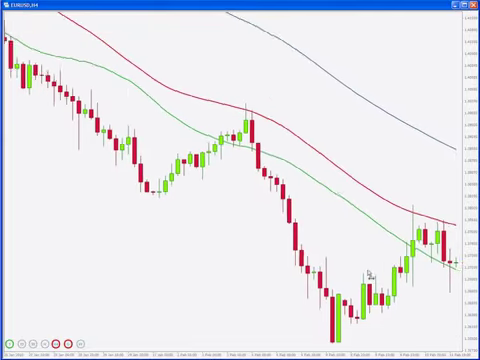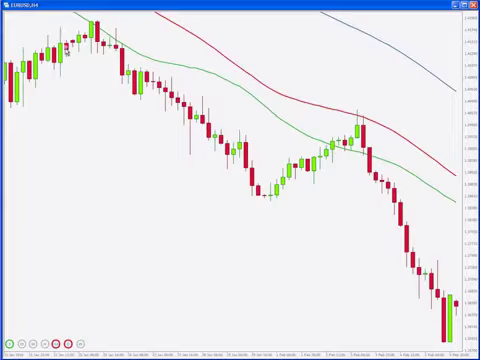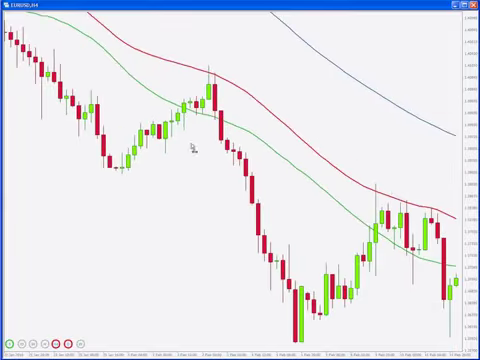All right, there we are. So this is the pullback to the dynamic area of support and resistance. This time around, the bounce is not as sharp as in here. Okay, and also as in the previous swing, it's not as sharp, is it? We get a little bit of hesitation around the dynamic area of support and resistance. At any rate, the dynamic area does hold.